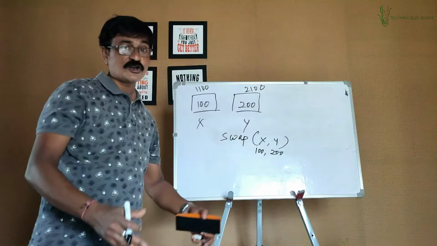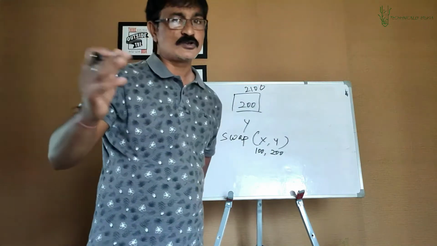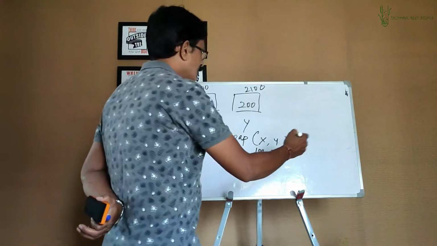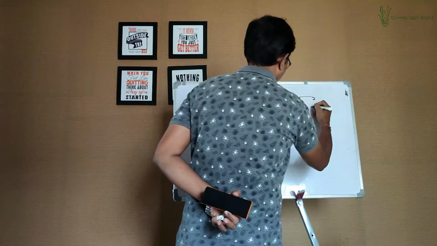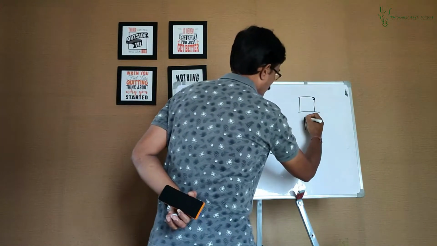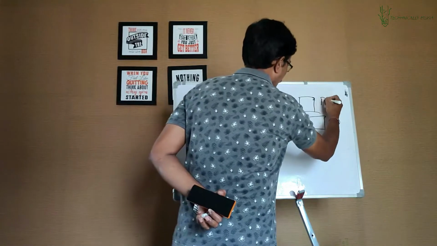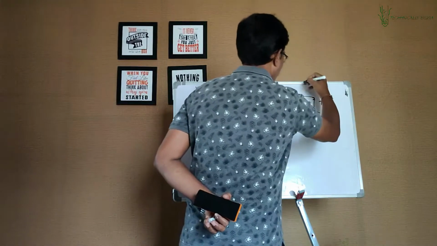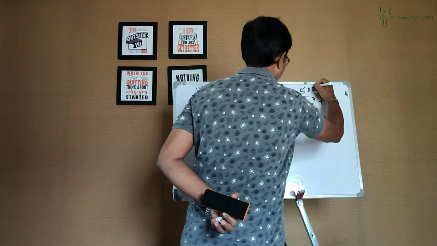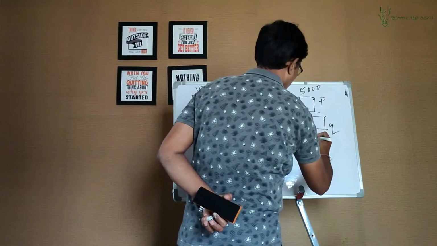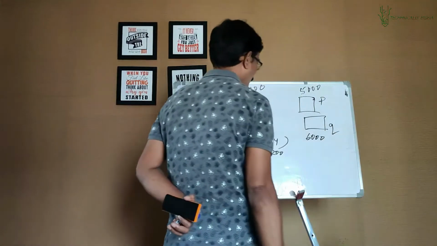Now go to swap function. Swap function, as I said, has its two variables p and q. So assuming these are p and q, which belong to swap function. This is p, this is q. P is at address 5000. Let's say q is at address 6000.